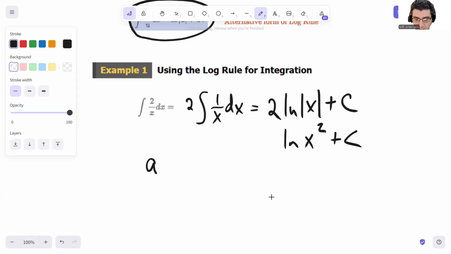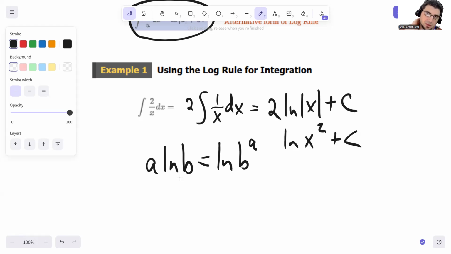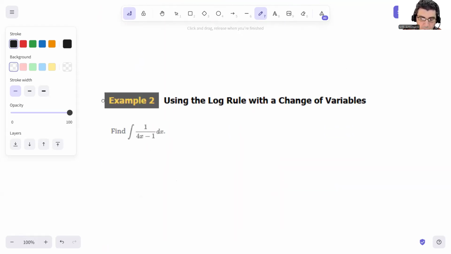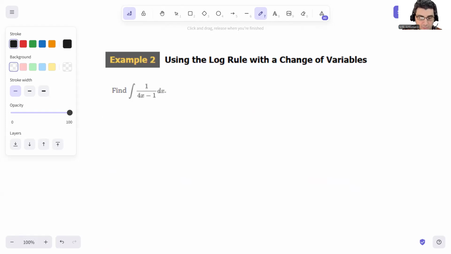Remember the property, if you have a times natural log of b, you can write that as natural log b to the a power. That's all we did. Okay, and again, we took the absolute value off because they're unnecessary. If you had left them on, it wouldn't be wrong, but it's just unnecessary and kind of redundant there. So let's look at another example with the log rule.